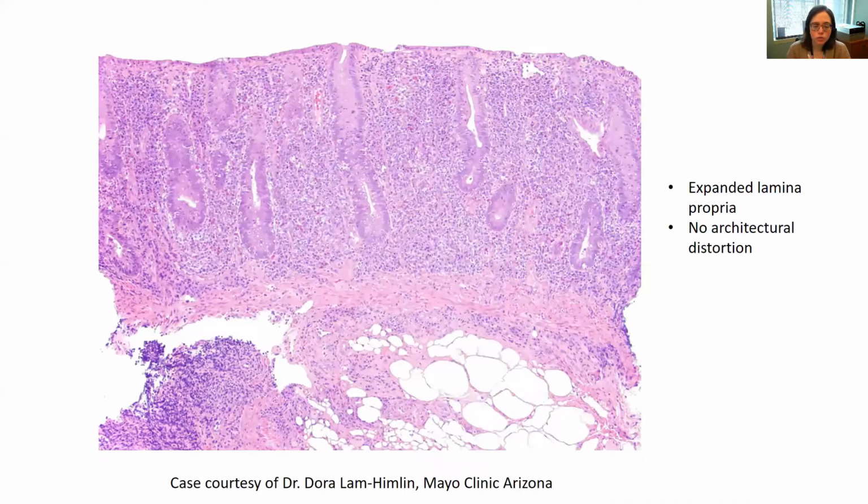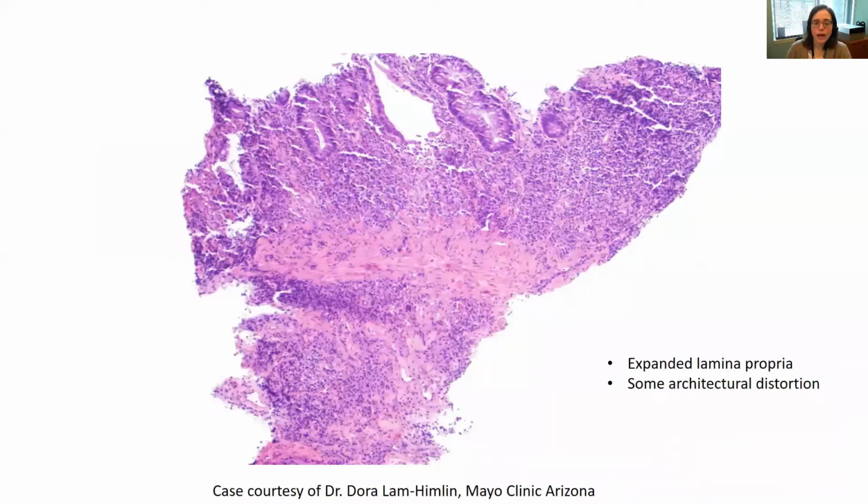Now, this case was borrowed from Dr. Dora Lam Himling at Mayo Clinic, Arizona. And it shows a dramatically expanded lamina propria, but notice the lack of architectural distortion. Now, for a patient with a 7-year history of UC, I would expect much more distortion than this. And then in some areas, you could see a little bit of architectural distortion and also a dramatically expanded lamina propria.